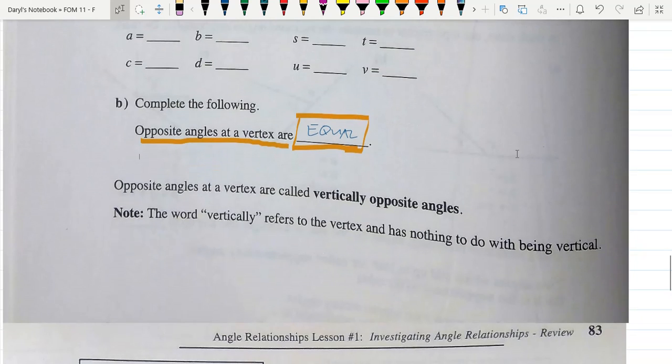Just take note that the word vertical or vertically refers to the vertex. So again, in reference to the vertex, and nothing to do with vertical lines. When we say vertically opposite angles, that means they're in reference to the vertex.